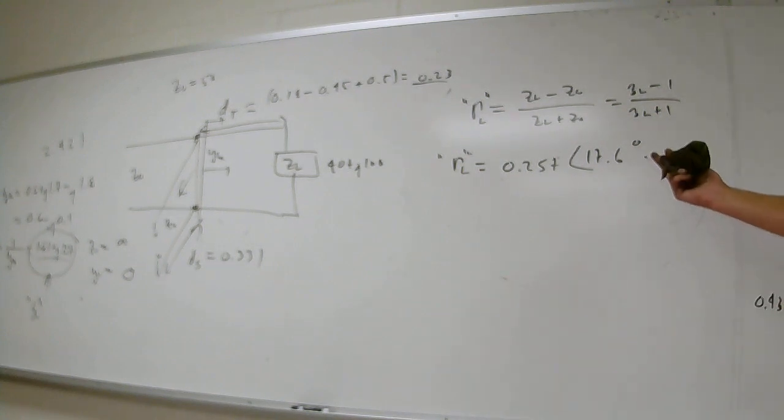I got 0.26 maybe. Yeah, there you go. Okay, you follow me? That's the way you would do it if you just wanted to use the Smith chart. But I wanted to show you both of these. Okay, that's a good problem, by the way.